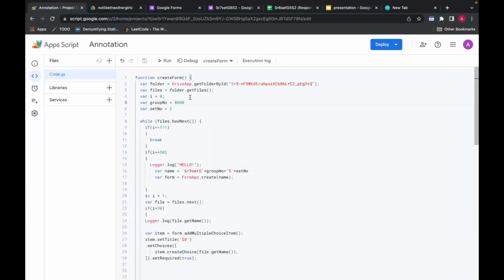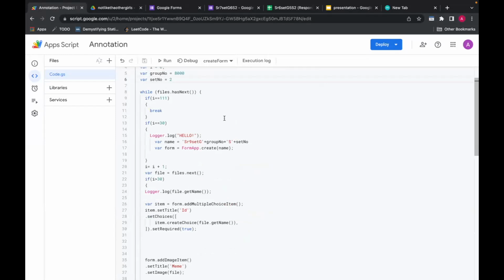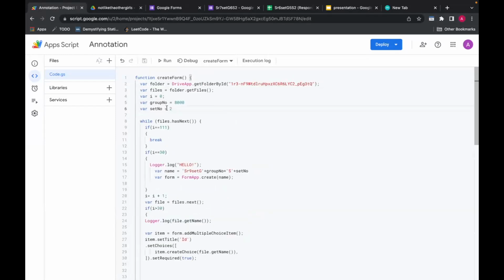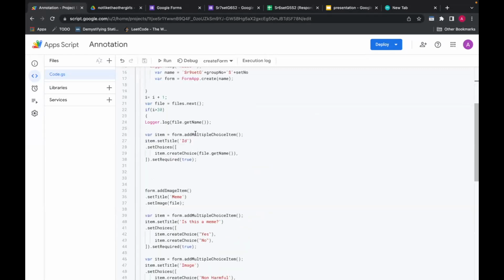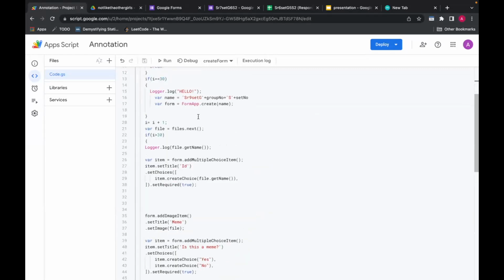In Google Apps Script, we write code just like JavaScript. Here I have given the name of the folder, and then we can iterate over the files and add those images to the Google Form. These are some of the variables we need to set to get a proper naming convention for the Google Form that we are generating. Here we are iterating, and this message is just for debugging purposes.